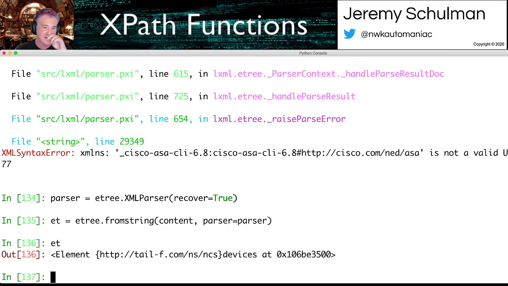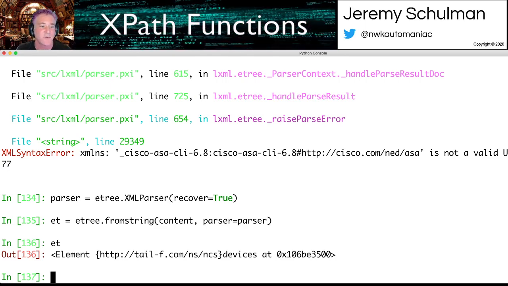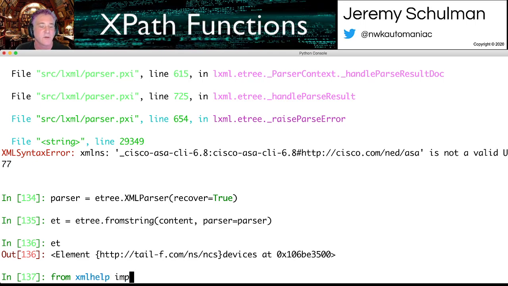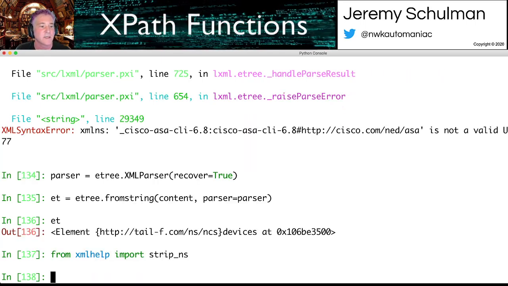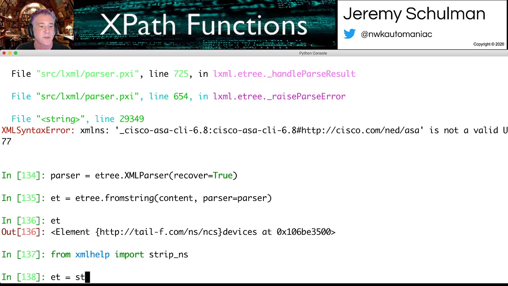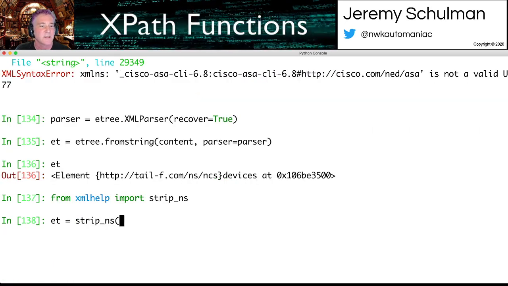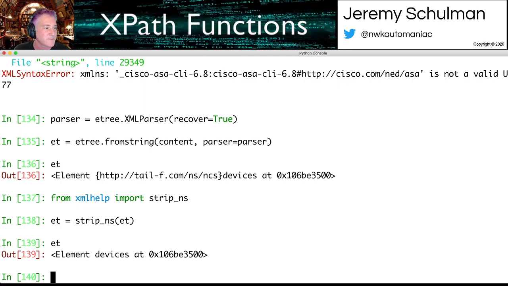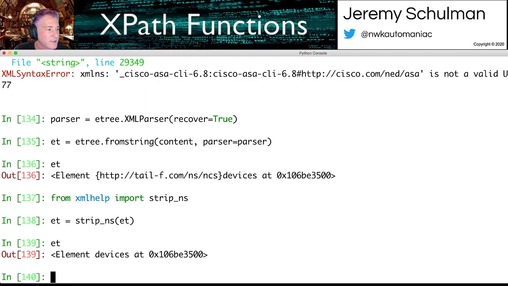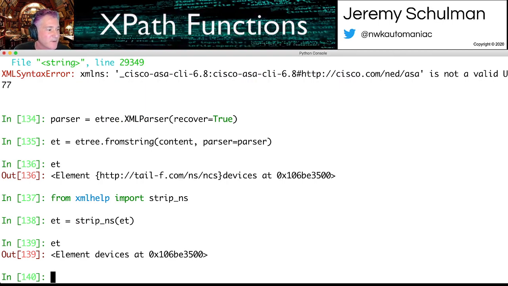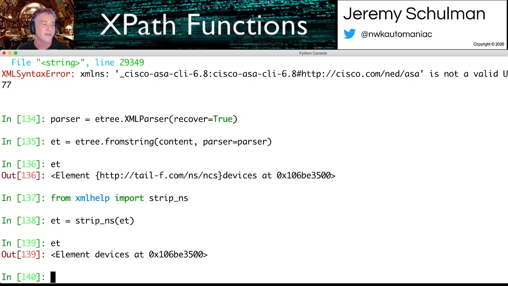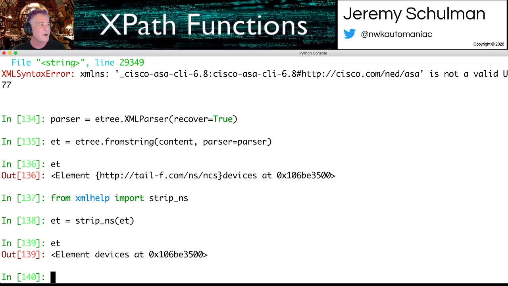Now we've got these namespaces in here. And so then I would take from XML helper import strip namespace, and then et is equal to strip namespace et. And now we have no more namespaces. All right, so that was that question. Errors are not really helpful. Yeah. All right, other questions you guys have?